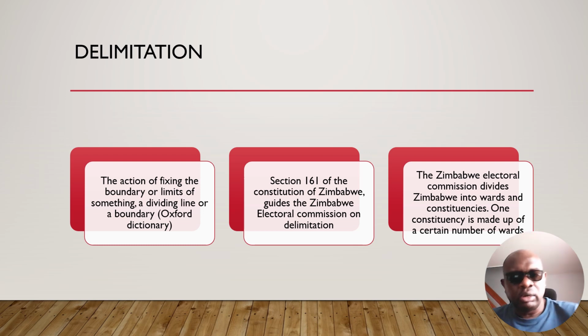Now, according to Section 161 of the Constitution of Zimbabwe, it is the one that guides the Zimbabwe Electoral Commission on the delimitation exercise. The Zimbabwe Electoral Commission divides Zimbabwe into wards and constituencies. One constituency is made up of a certain number of wards. So this is how delimitation is done.